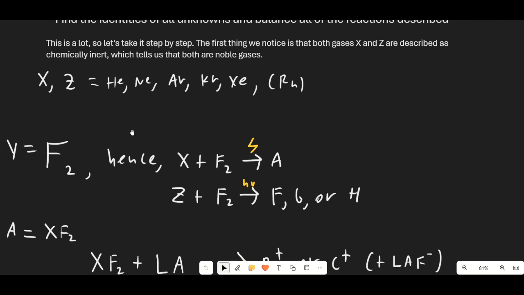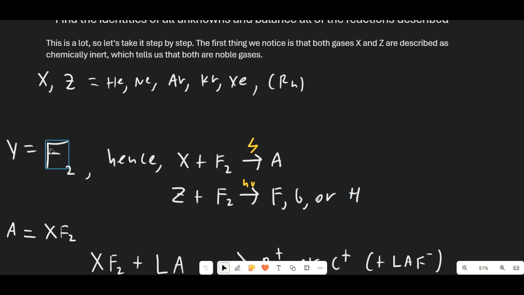And so immediately we're told that X reacts with Y to form compound A, and to do this we need electric discharge, which means we are pretty much forcing this reaction to happen. It's not happening of its own accord. And same thing with the reaction of Z with fluorine, or with gas Y, which is fluorine gas, and I'll explain that in a moment. We use ultraviolet light and heat. So we're again sort of forcing it to happen, but light and heat is more of a catalyst to the reaction rather than actually just forcing the electron forward, and this produces three different products.